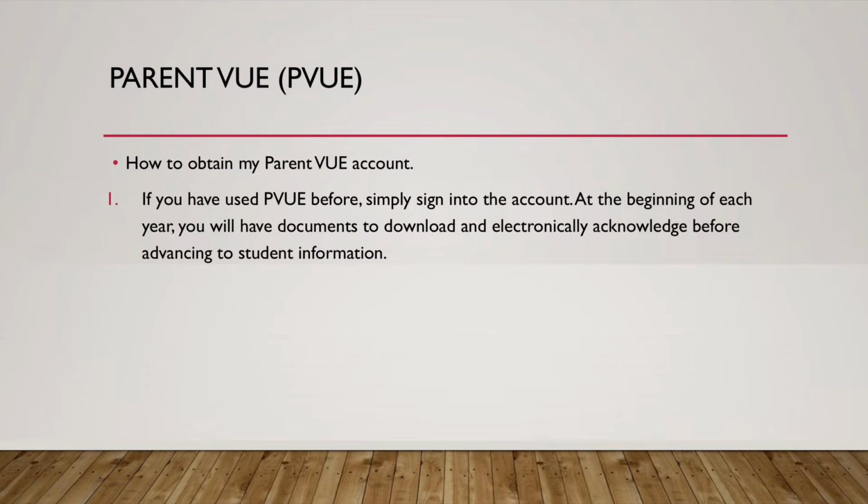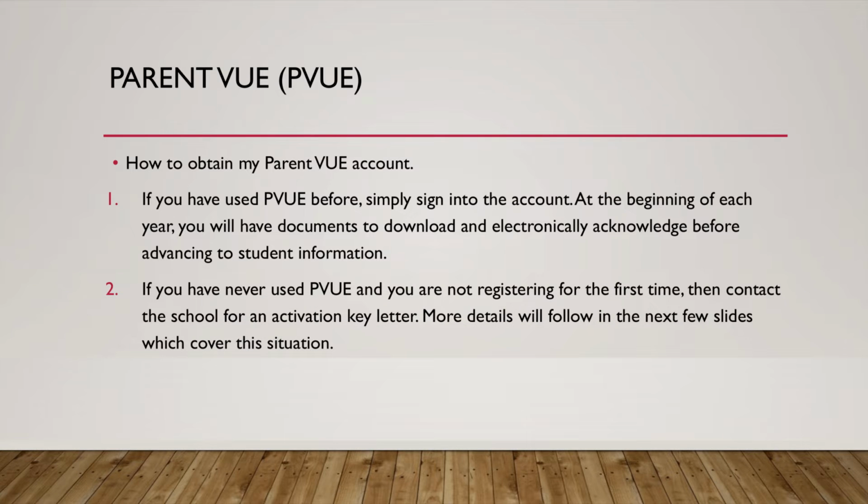If you have used Parent View before, simply sign into the account. At the beginning of each year, you will have documents to download and electronically acknowledge before advancing to the student information. If you've never used Parent View and you are not registering for the first time, then contact the school for an activation key letter. More details will follow in the next few slides which cover this situation.